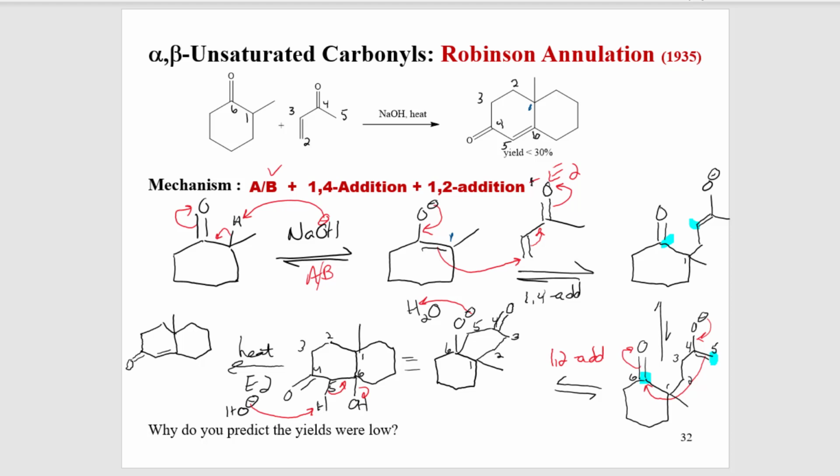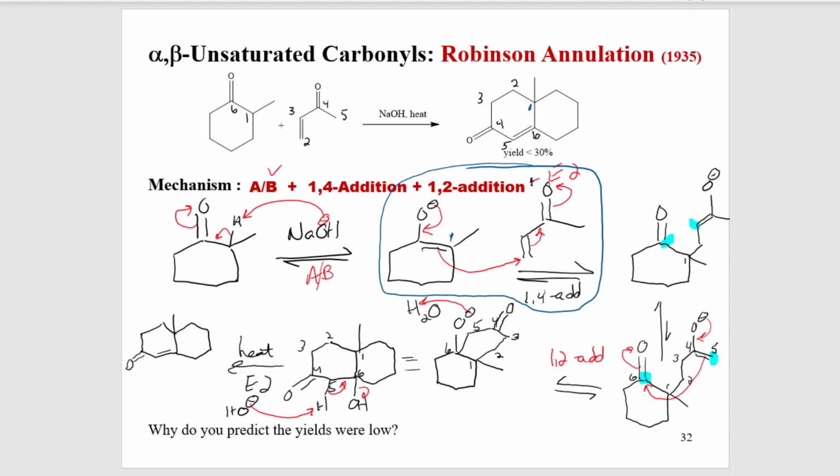So why do you think that the yields were so low? I want to draw your attention to this reaction right here. That is the problem. So yeah, we get 30% of this product, and Robinson focused in on that, but he probably got a lot of other types of products. Do you see the problem with this reaction, given the 1,4 additions we discussed?